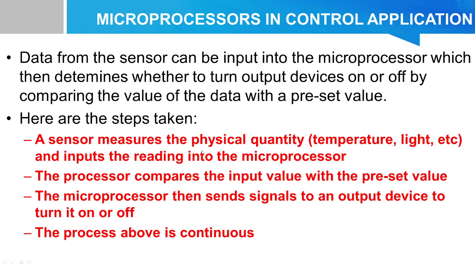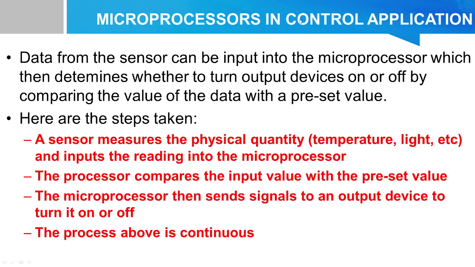A sensor measures the physical quantities, which are temperature, light, and so on, and inputs the reading into the microprocessor, and then the processor compares the input value with the preset value. The microprocessor then sends a signal to an output device to turn it on or to turn it off, and the process above is continuous.